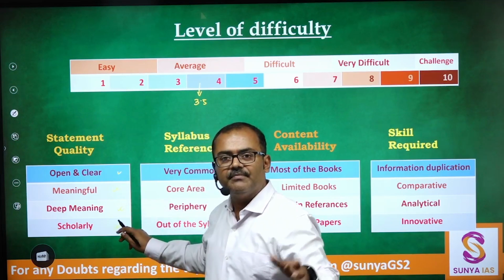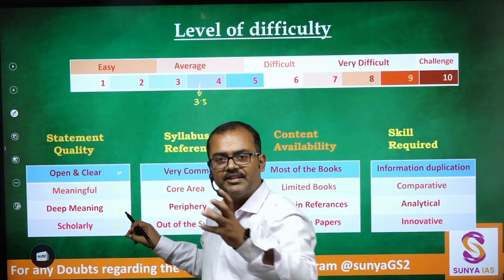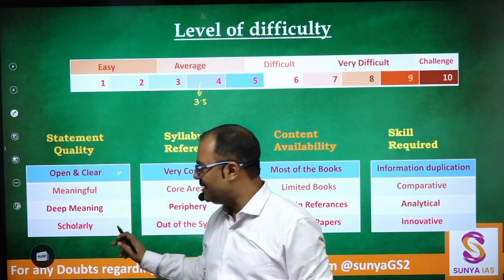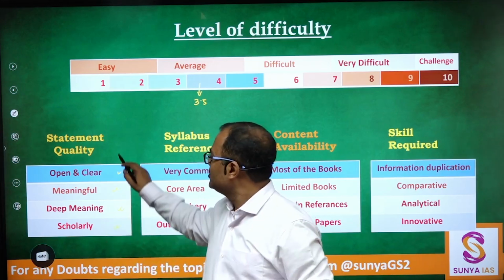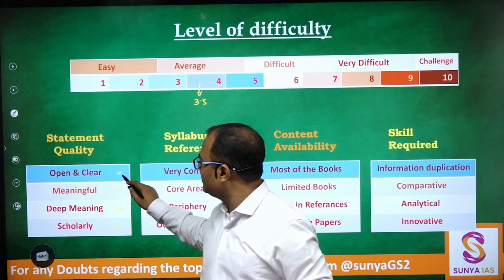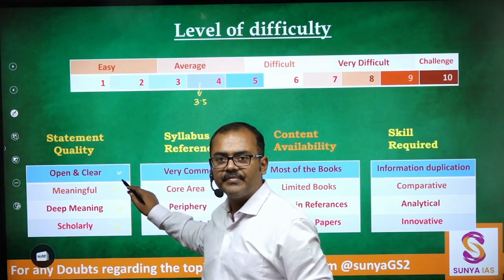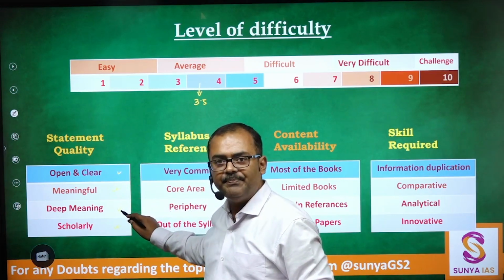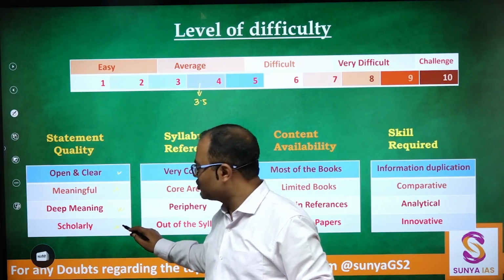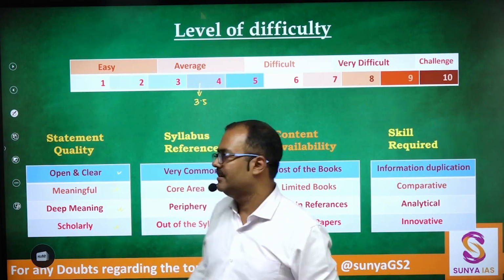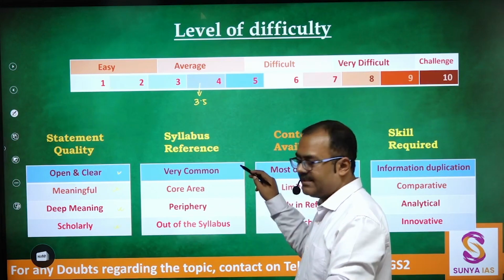So scholars who are conducting research, their research statements have been given here. Statement quality: open and clear is easy. Meaningful is average. Deep meaning is difficult. Scholarly is very difficult.